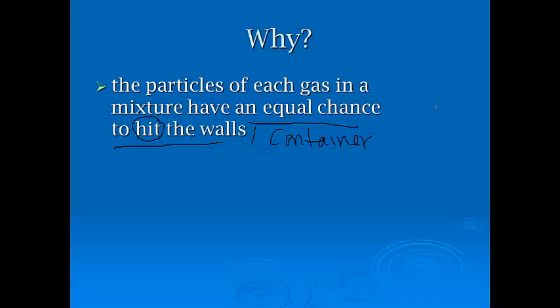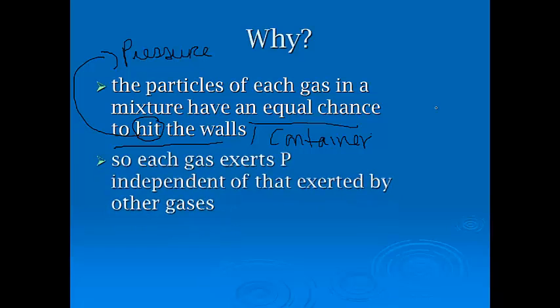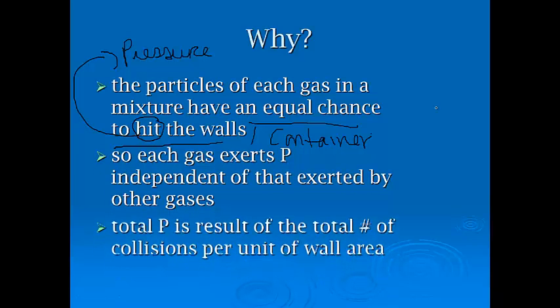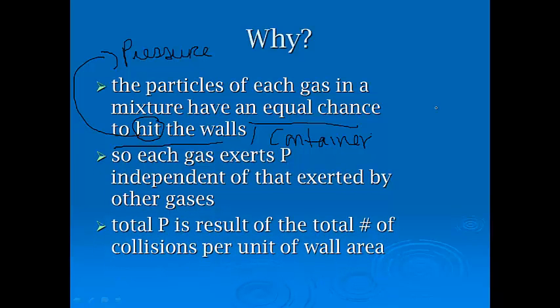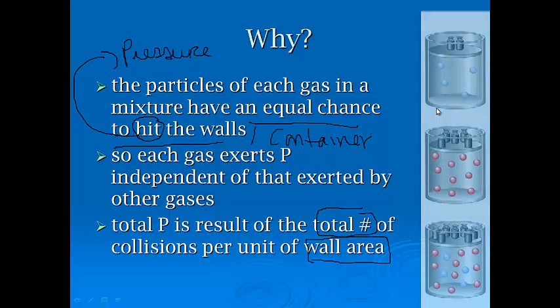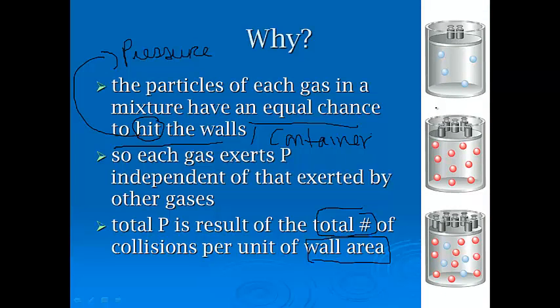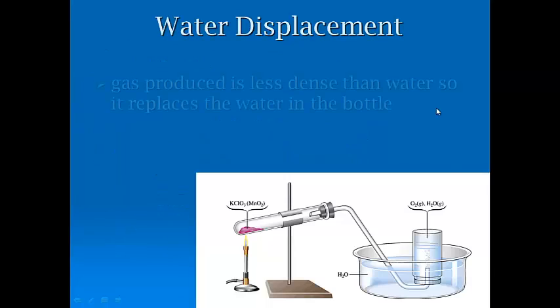And those hits are what form the pressure in the first place. No different than if you're pushing on something. The pressure exerted by gas molecules is the actual collisions that they generate. So each gas exerts pressure independently. Total pressure is the result of the total number of collisions per unit of wall area. So how many collisions are there per the space allowed? Here you've got a smaller number of particles, so there are fewer collisions, and here you have more because there are more gas molecules floating around.